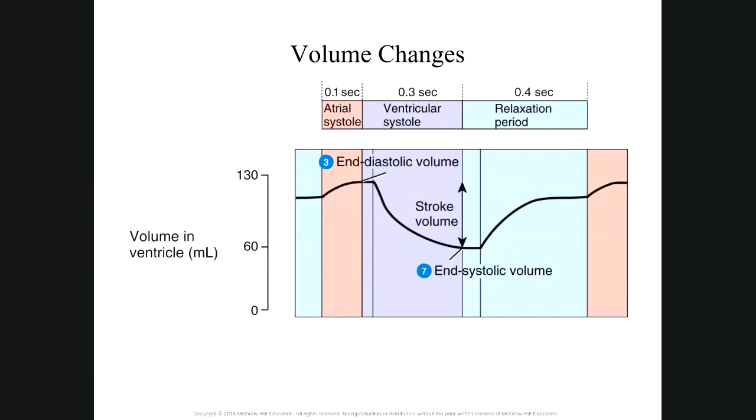I showed you this volume change. During this volume change, first we have the end diastolic volume, which is 130 milliliters of blood in the ventricles at the time of ventricular contraction. And when the blood is ejected to the aorta and pulmonary trunk, the amount of blood which remains in the ventricles is called the end systolic volume. And the difference between end systolic and end diastolic is the stroke volume here, which is 70 milliliters for each of our arteries.